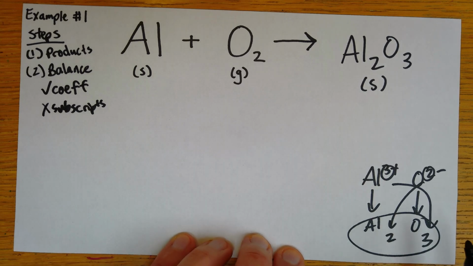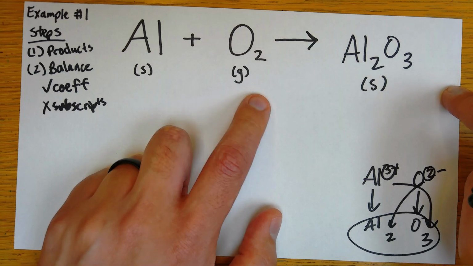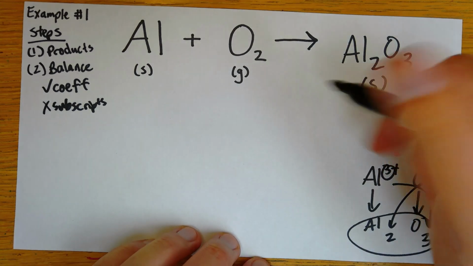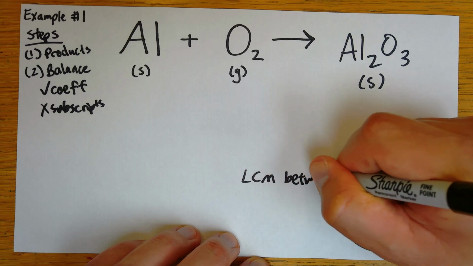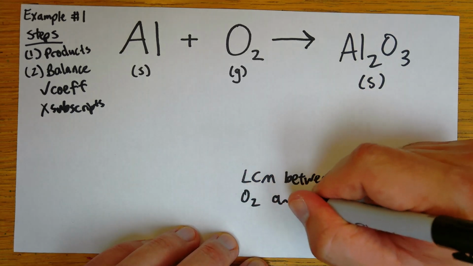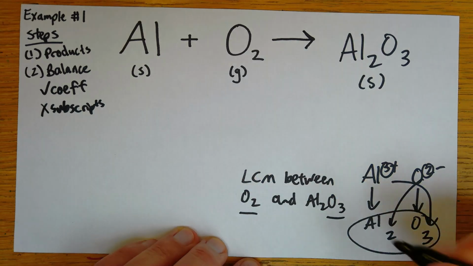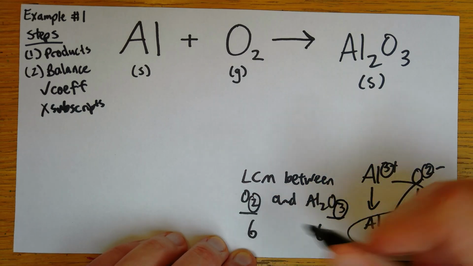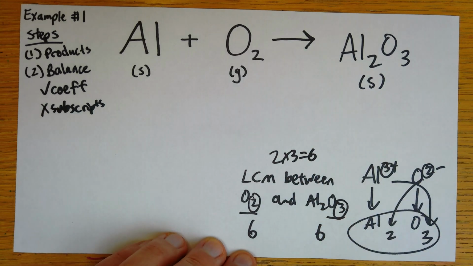In order for oxygens to be equal on both sides of the equation, we need to find a lowest common multiple between them. Okay, so the lowest common multiple between O2 and Al2O3, talking about just the oxygen part, would be to have 6 on both sides. And if you're like, could I have gotten it by doing 2 times 3 equals 6? Yep, that works great.